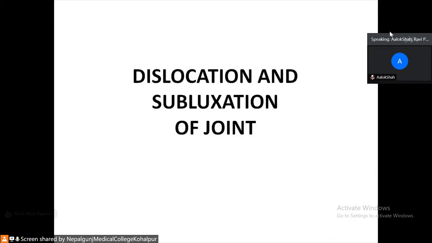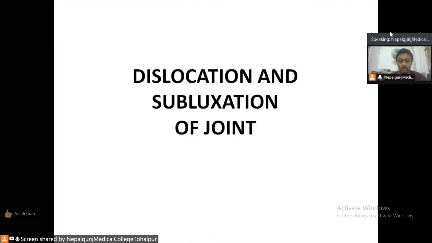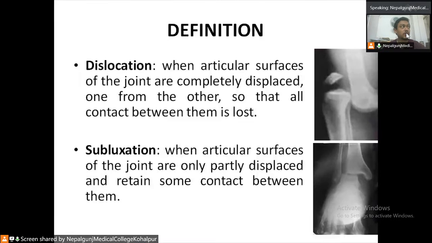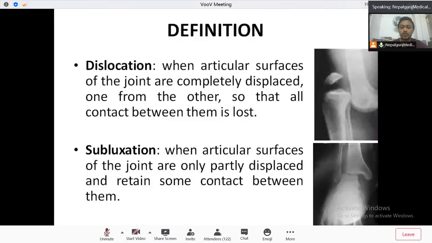So dislocation and subluxation are entities that should be approached without any delay. Starting with the definition, a dislocation is defined as when the articular surfaces of the joint are completely displaced from one another, so that the contact between them is almost lost. Whereas subluxation is the condition where the articular surfaces are only partially displaced and they retain some contact between them.